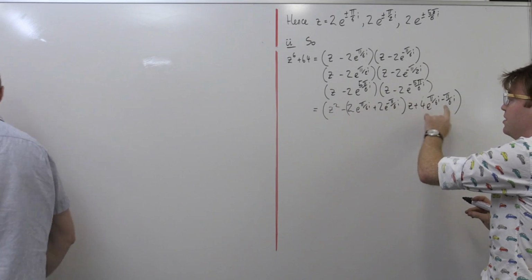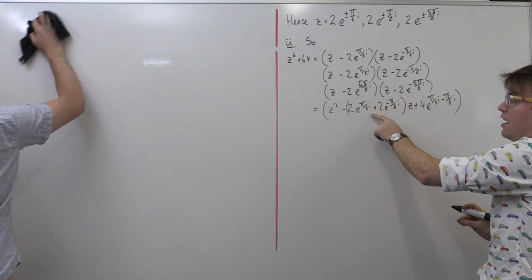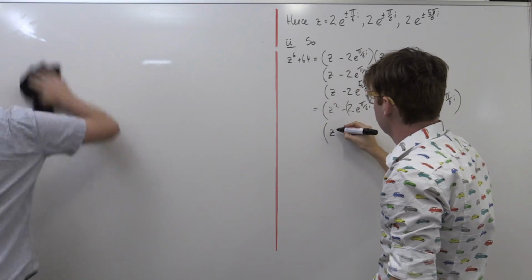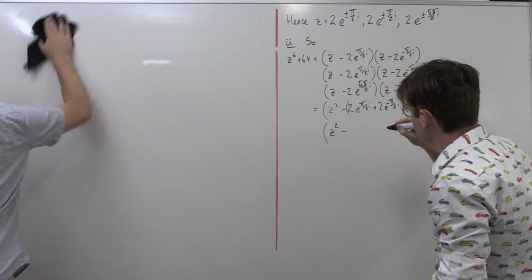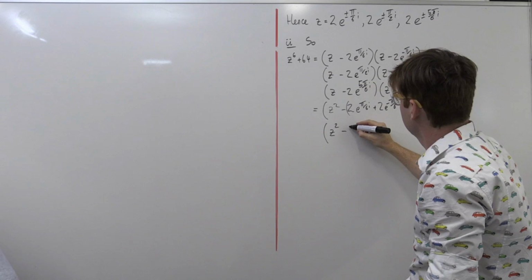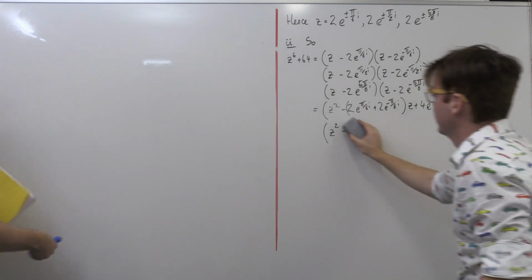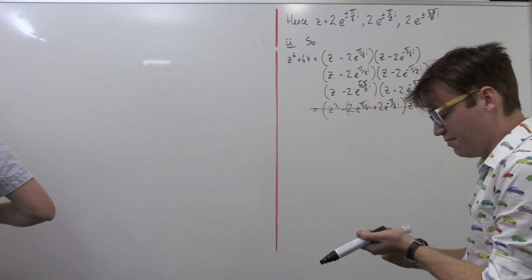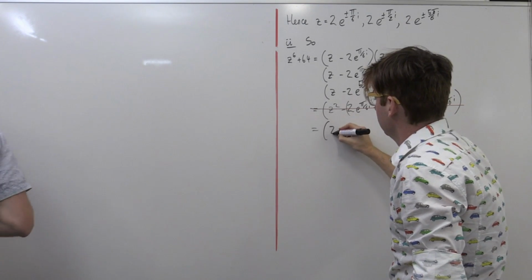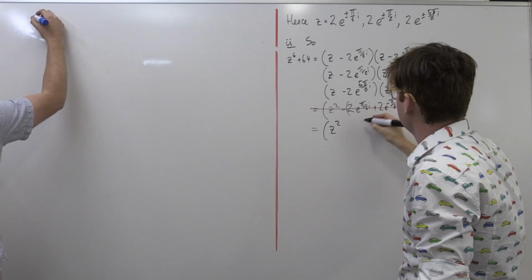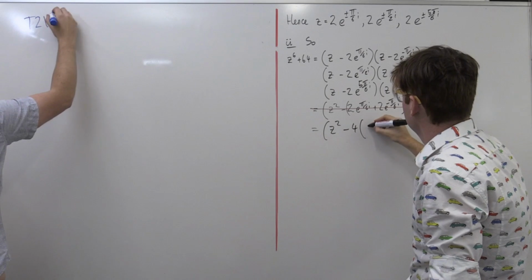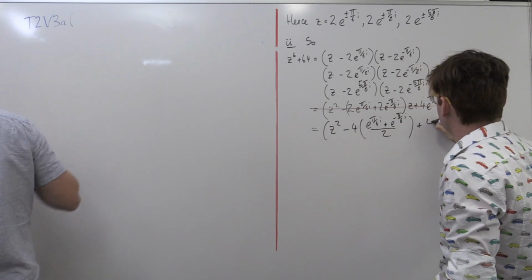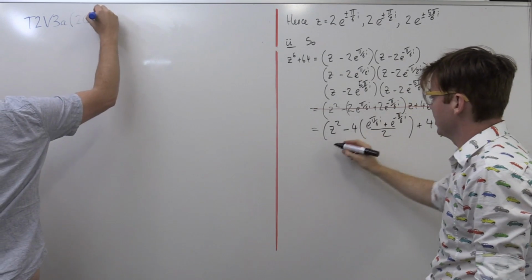Now you might start recognizing some of this stuff. This is going to be just 4 because the two arguments here will cancel with each other. And this is almost cos theta. So I'll write this as z squared, and I need to divide this by 2, so this is negative 4 times e to the pi on 6i plus e to the negative pi on 6i over 2, z, plus 4. So that's just rewriting that term there, times z squared.